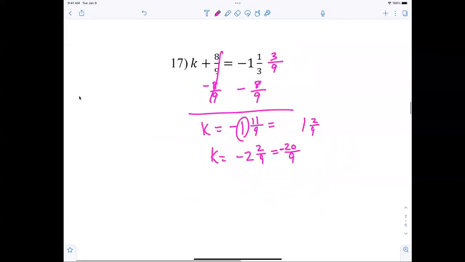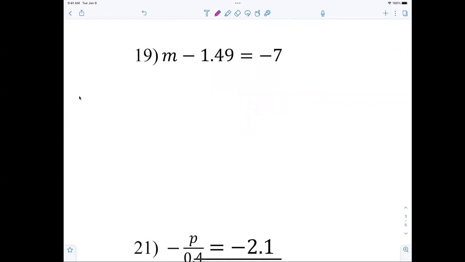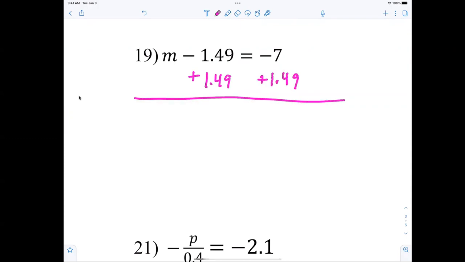All right, next, Liv, come on, we got a lot of work to do. What am I doing? Yep, plus 1.49. Am I going to add or subtract? Right, so what's 7 minus 1? $6 minus 49 cents. What's that? Shh, practice your mental math.